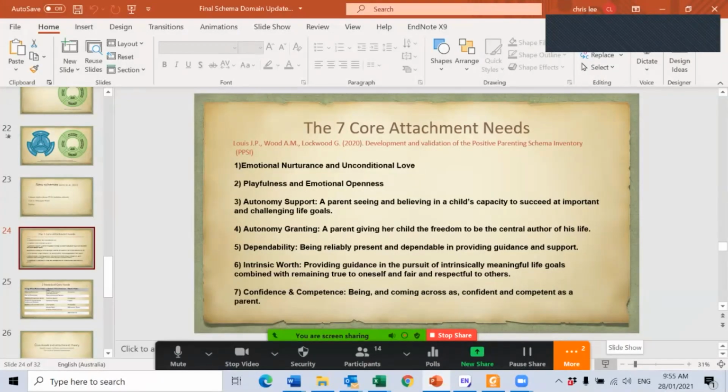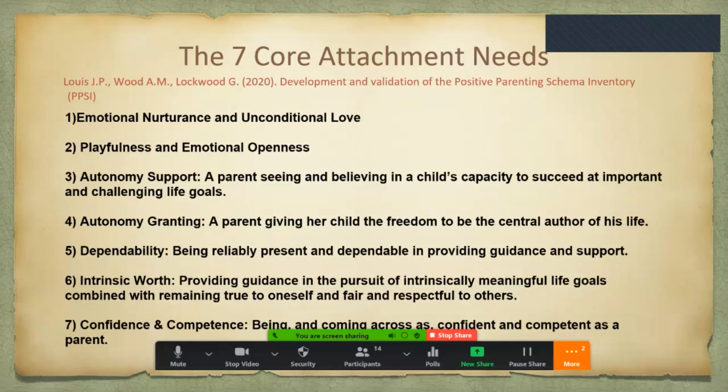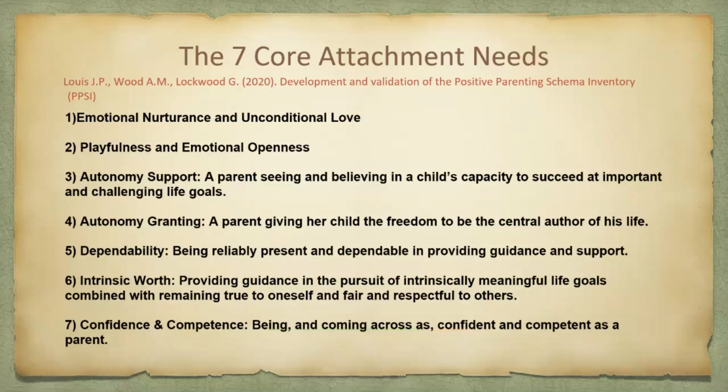Okay, so just beginning with a description of those: emotional nurturance, unconditional love is one, playfulness and emotional openness, autonomy support, which is a parent seeing and believing in a child's capacity to succeed at important and challenging life goals, and autonomy granting, the parent giving her child the freedom to be the central author of his or her life.